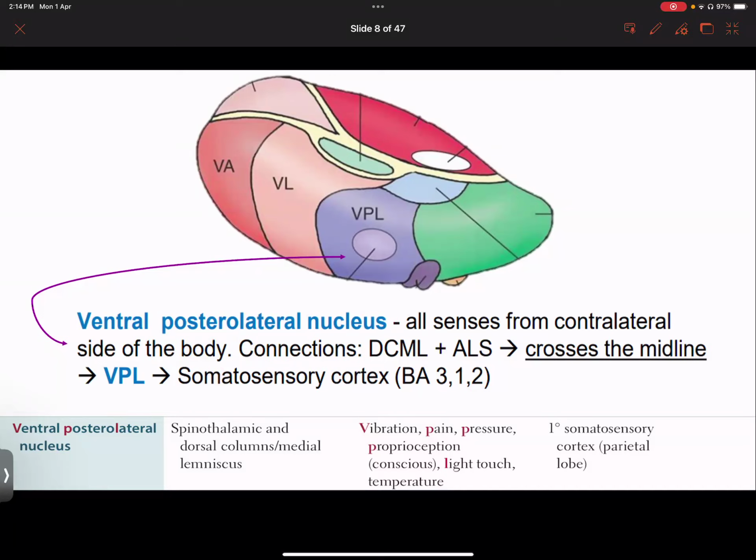But again, guys, ventral anterior: motor from the basal ganglia, ipsilateral. Ventrolateral: contralateral, motor relay of the cerebellum. The ventral posterior lateral nucleus is just the somatosensory, everything that has to do with any kind of sensation in your contralateral side of the body, they go relay there. Specifically in the body.